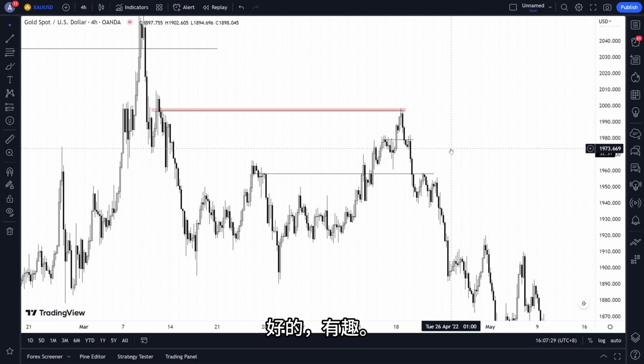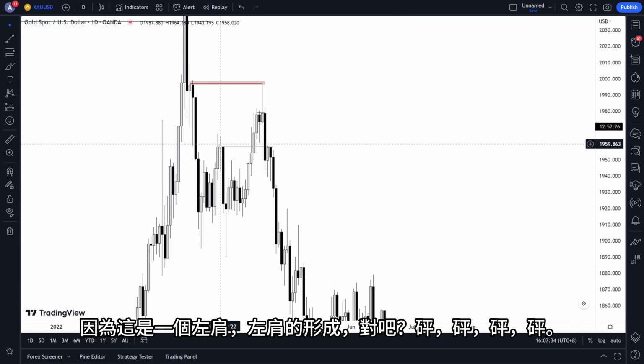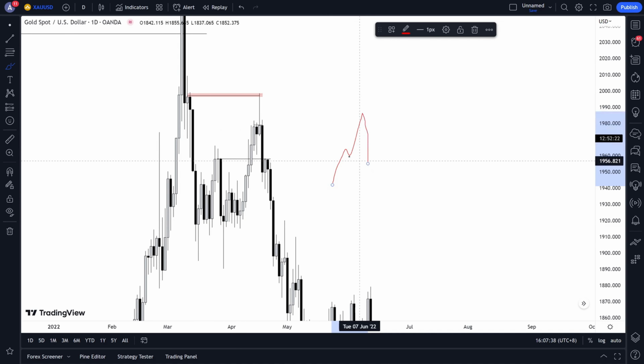What else? Oh yeah, this was another entry. Why was this the other entry? Because this is a left shoulder, creation of left shoulder, right? Boom, boom, boom, boom, just like that. And then price comes, touches, and goes like this.